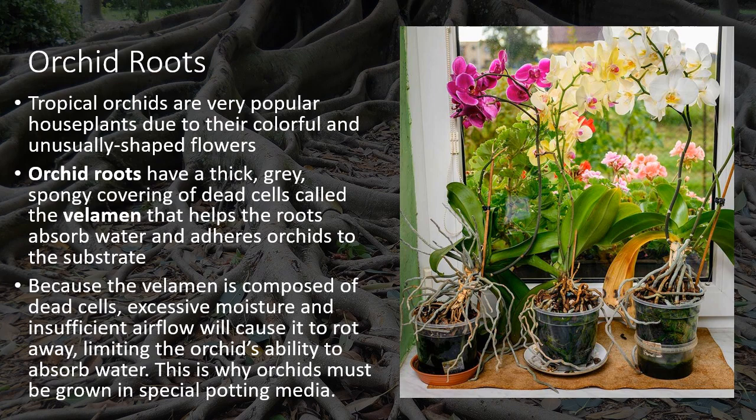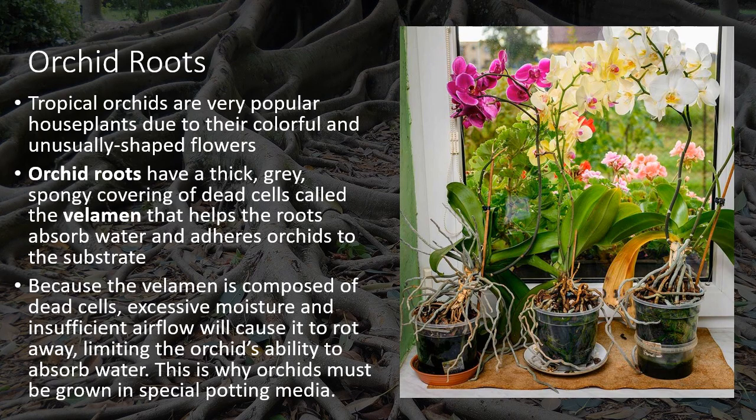The problem people run into with orchids as houseplants is when they pot them in a regular potting media, or if they overwater the orchid, or if they leave it sitting in standing water. That velamen is spongy and absorbent, but it's also composed of dead cells. So if you have excess of moisture and insufficient airflow, it will just rot away. And once the velamen has rotted away, the orchid doesn't really have any good ability to absorb water. That living inner core dies if the velamen rots away.